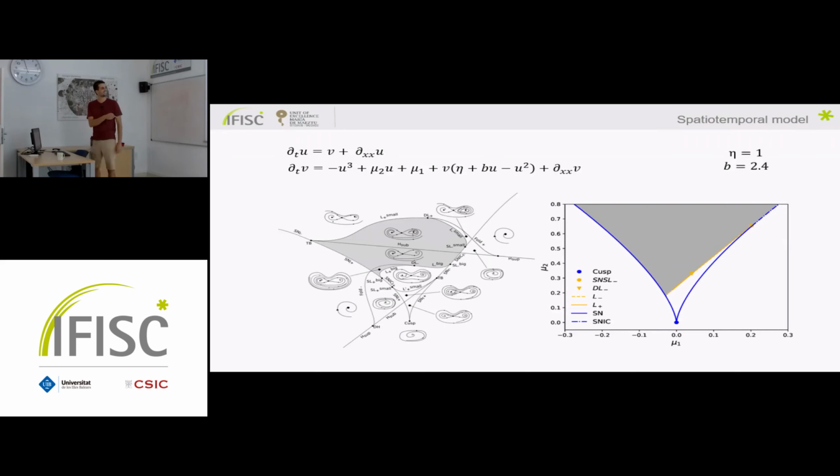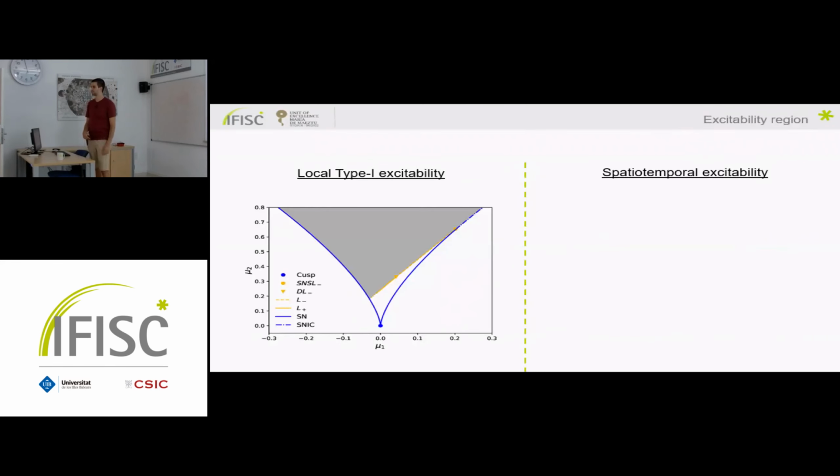That is this yellow one, the homoclinic bifurcation. I told you before that this was one of the limits of the excitable media. And the SNIC, this blue dotted line, is the other boundary of this region. So in all this gray region here, we have excitable behavior. And what we are going to do now is to add space. So what happens when we add space to this system?